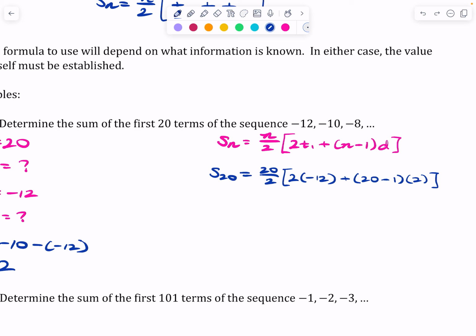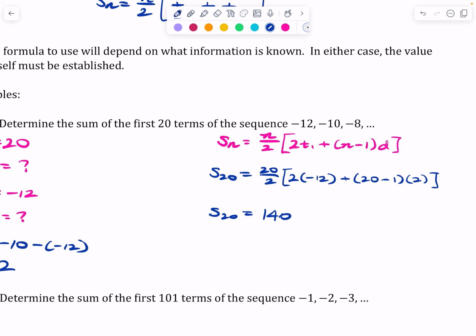You can do it manually, like doing the step-by-step process, following order of operations, or plug it into your calculator and see what you get. And if you type it all correctly, you should be getting 140. So that is how to use the formula here.